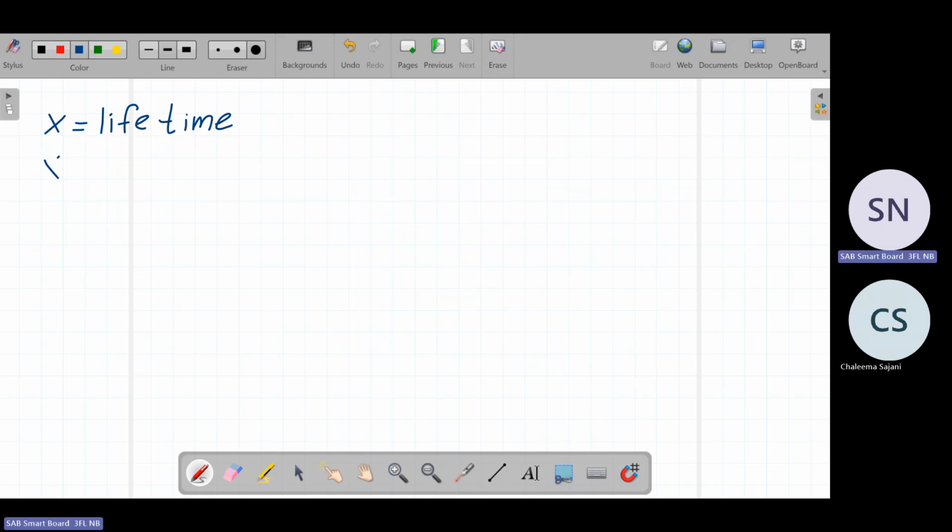Next, we write down the distribution: x is distributed normally. What is the mean value? Mean value 200. Then variance, standard deviation is now 20. Then here we can write 20 square.